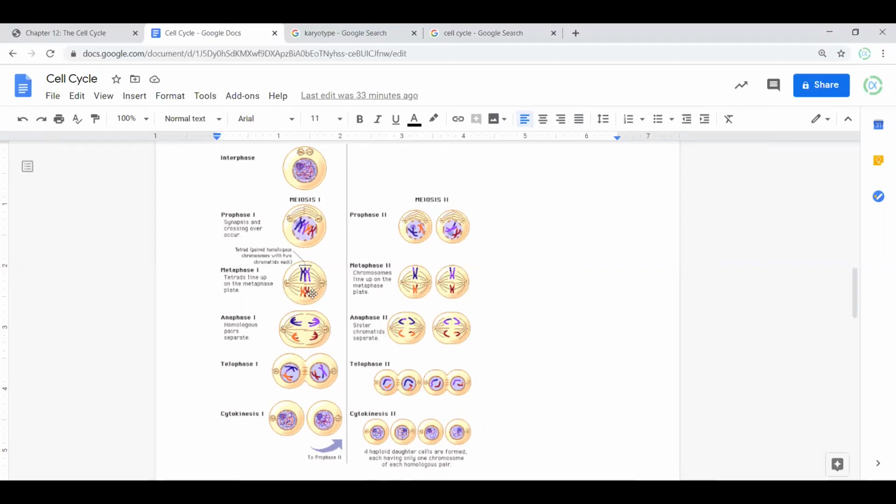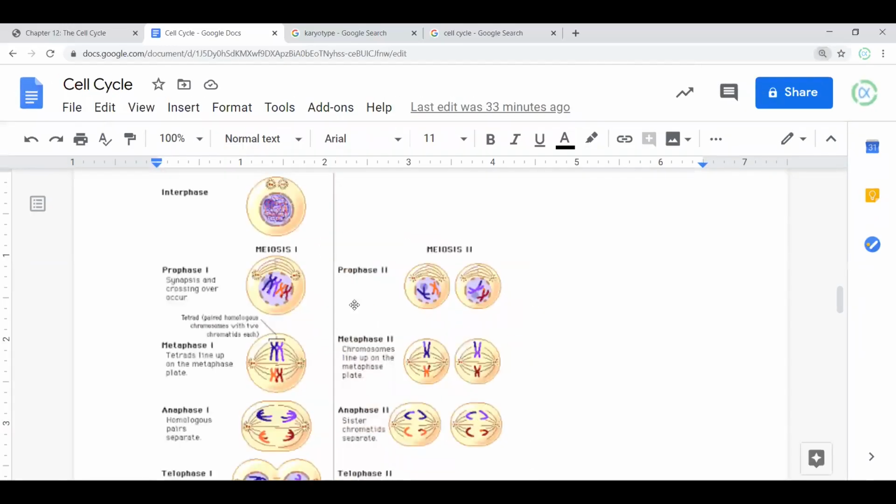The other thing is that meiosis contains what we call crossing over. Crossing over is the exchange of genetic information between two parts of a homologous pair. If you look closely at this, you can see that these homologous chromosomes are joined, and they're very closely together. You can see that here too.